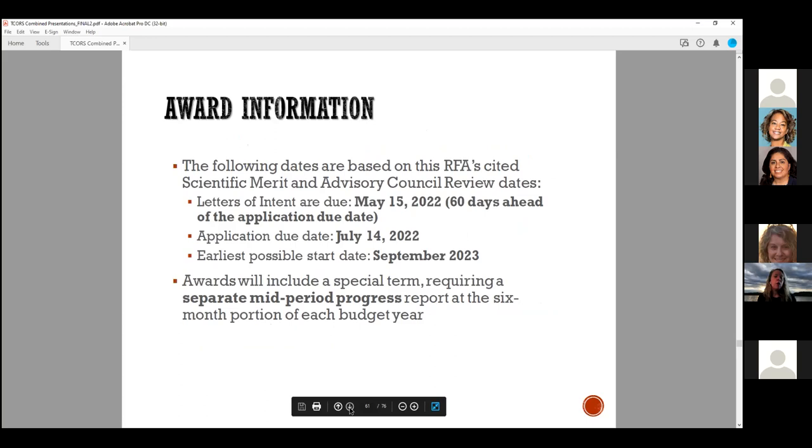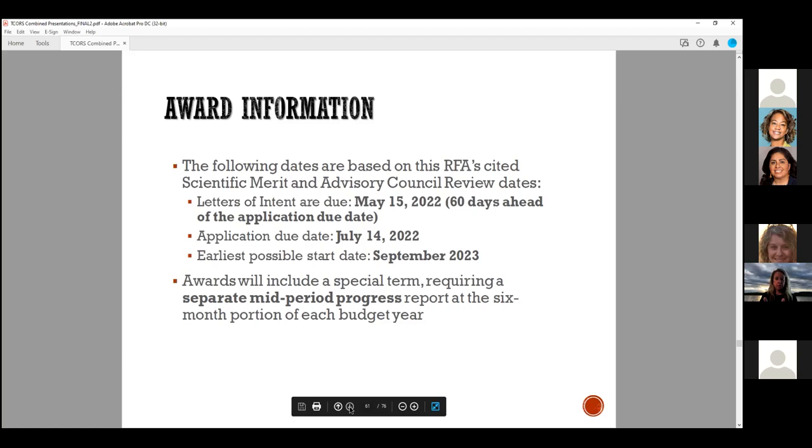The following dates are important to note. As Mary also mentioned, it's important to emphasize the letter of intent, if you're submitting one, will be due May 15th, 2022. The application due date would be July 14th. And the earliest possible start date for consideration would be September of 2023. Each of these cooperative agreements would include a special term requiring a separate 6-month progress report at the 6-month portion of every budget year.